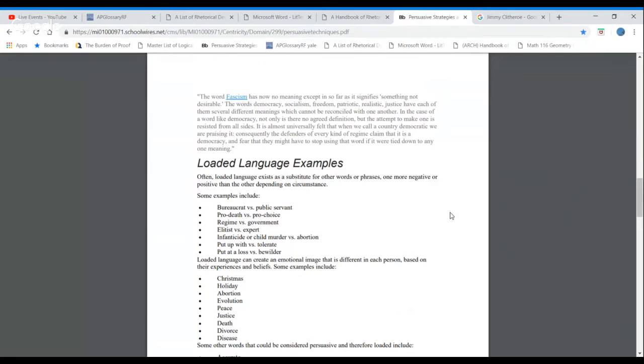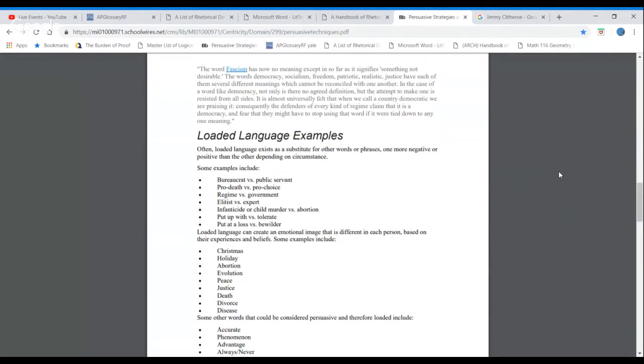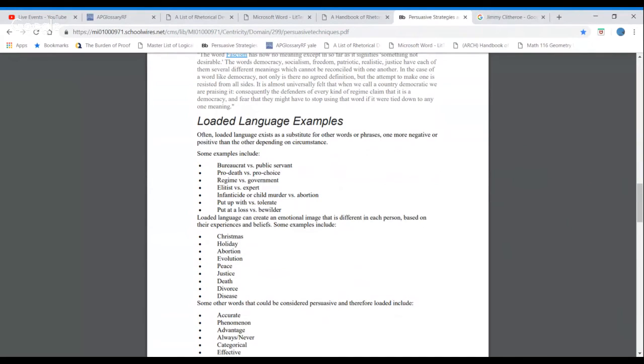Loaded language examples. Often loaded language exists as a substitute for other words or phrases, one more negative or positive than the other, depending on circumstances. So some examples include bureaucrat versus public servant, pro-deaf versus pro-choice, regime versus government, elitist versus expert, infanticide or child murder versus abortion, put up with versus tolerate, put at a loss versus bewilder, loaded language or flat earth versus globe earth.